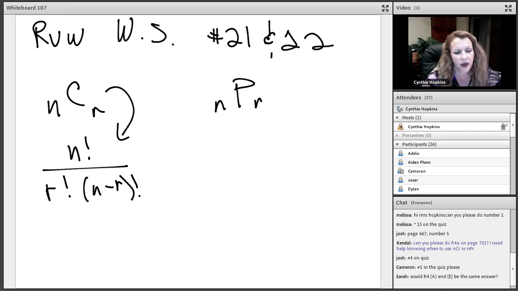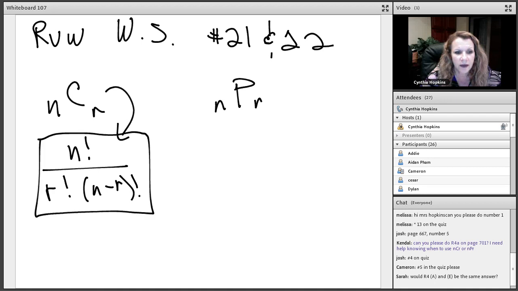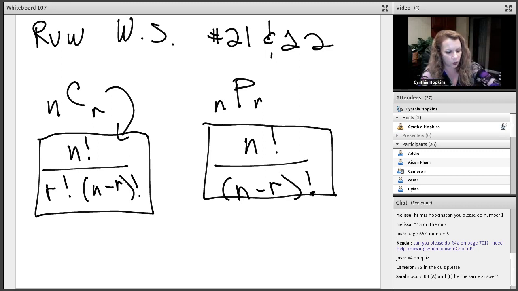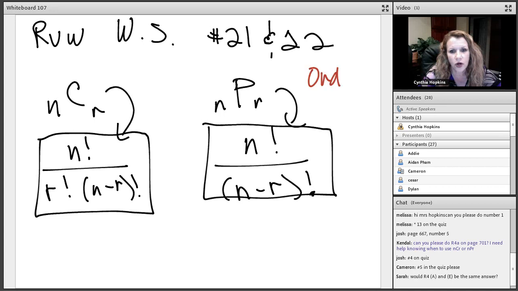So NCR has more factors in the denominator. That means you're going to get a smaller number than NPR if your N and your R are the same numbers. NPR is N factorial over only N minus R factorial. There's no R factorial in the denominator. So your NPR will always be a bigger number because the order matters. And let me just write that right here. Permutation, the P of course stands for permutation, means that order matters.